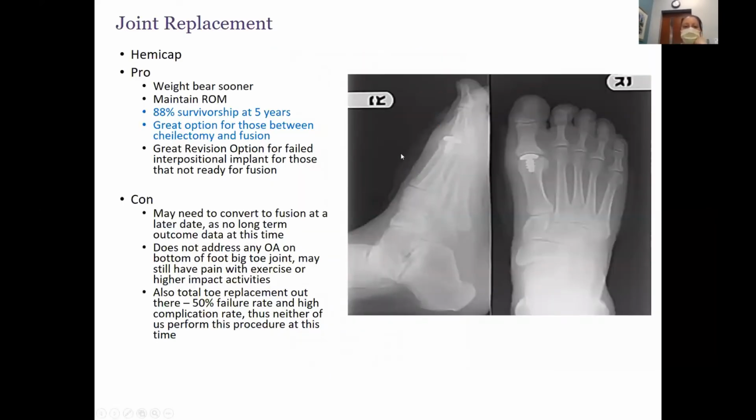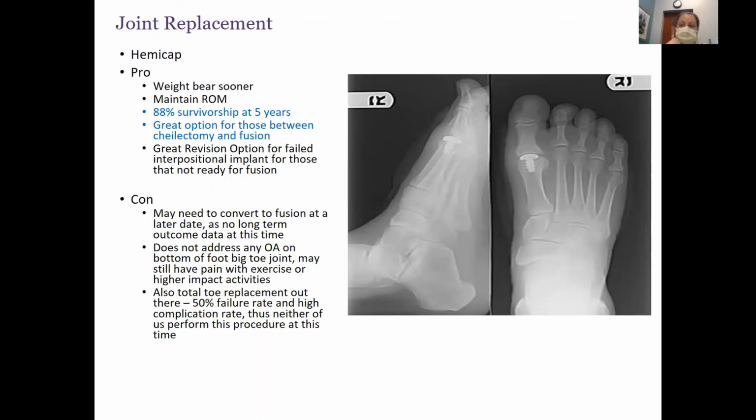All right. Now, just to discuss some of the newer surgeries that are out there. So the cheilectomy, or the removal of bone spurs, and the fusion, those have been around for quite some time. Now there's a partial joint replacement, which people have been doing for about 5 to 10 years, and this is called a hemicap. The pros to this is that it allows you to weight bear right away after surgery. There's almost 90% survivorship at 5 years, and it's a great option for those who are in between that removal of bone spurs and that fusion.